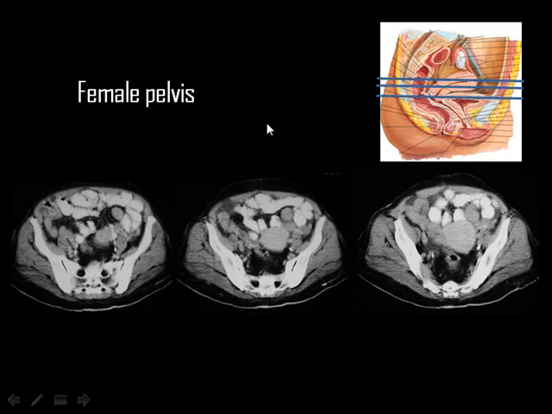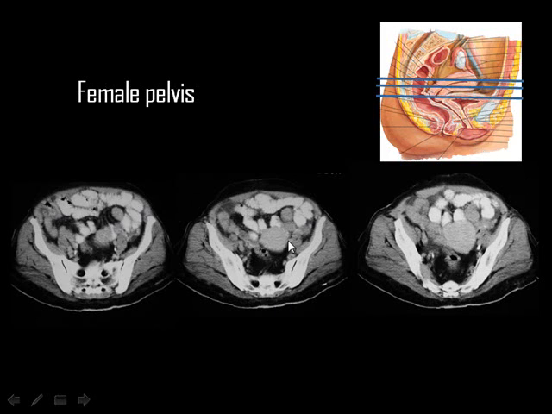If the pelvis is for a female, then you can see the bowel loops here are filled with contrast material. The patient has contrast material, and if you look at the relation of the uterus to the urinary bladder, you will find that the fundus of the uterus is above the urinary bladder, while the cervix of the uterus lies between the urinary bladder and the rectum.